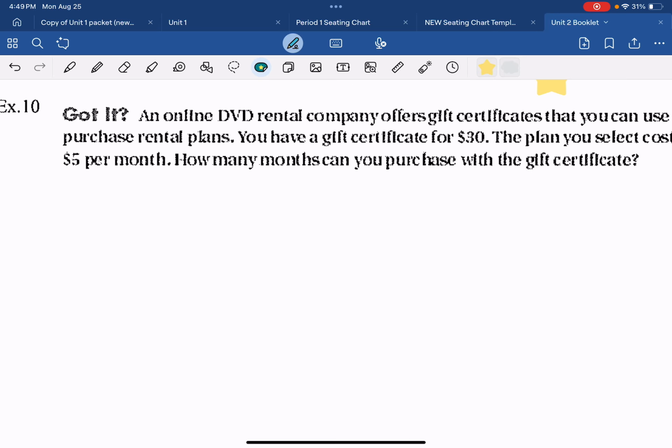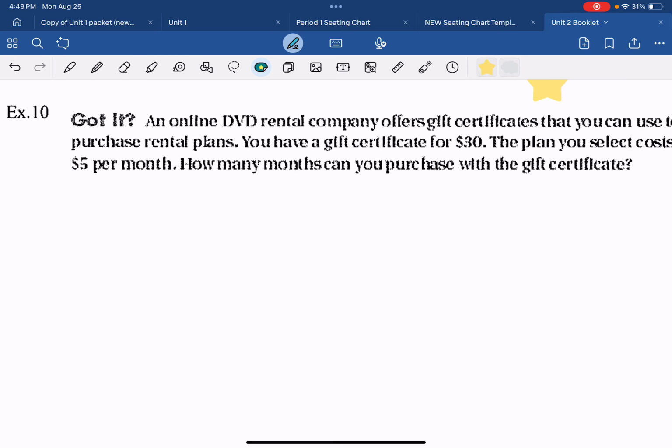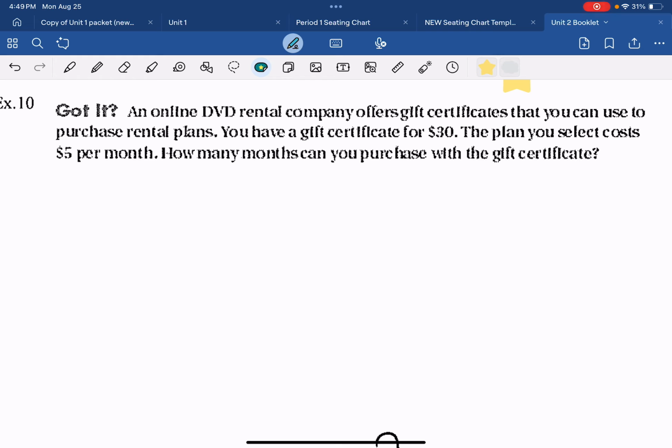Okay, so let's try it now in a real-world situation. So we have an online DVD rental company that offers gift certificates that you can use to purchase rental plans. You have a gift certificate for $30. The plan you select costs $5 per month. How many months can you purchase with the gift certificate?